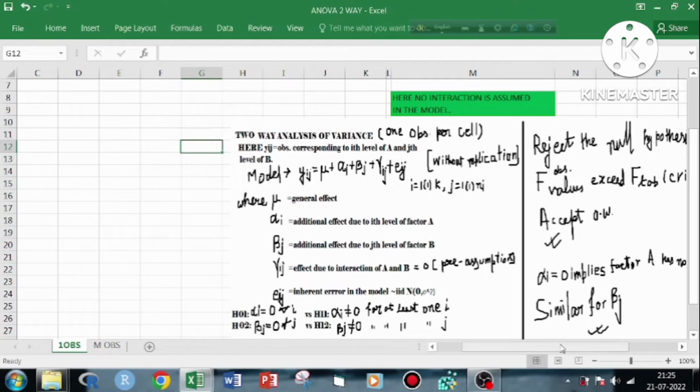When we will be doing the two-way Anova for m observations per cell, in that case we will have replications corresponding to the two factors, and in that case we won't consider this gamma ij as 0, and we will incorporate it in our model.